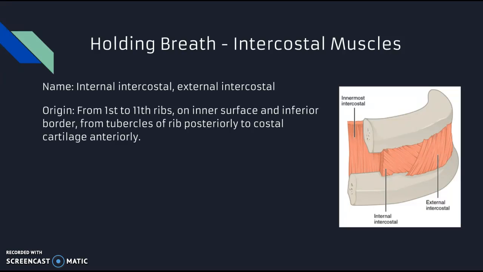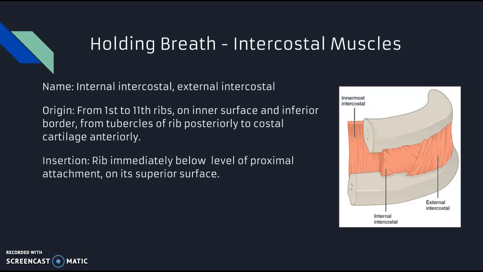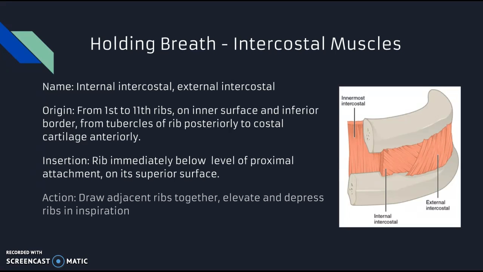They attach posteriorly to the costal cartilage anteriorly. The insertion is on the superior surface of the rib immediately below the level of proximal attachment. This muscle draws adjacent ribs together and elevates and depresses them during inspiration.